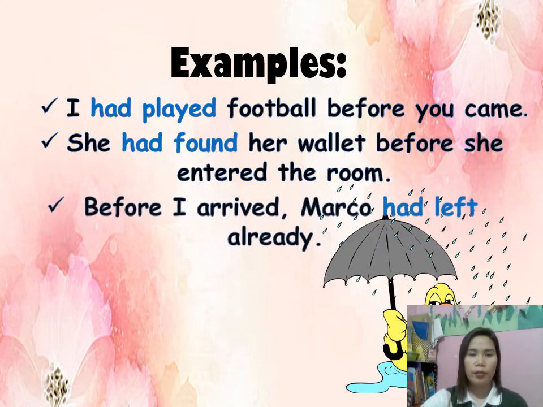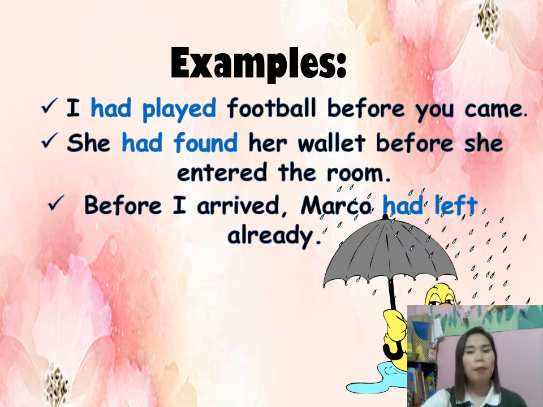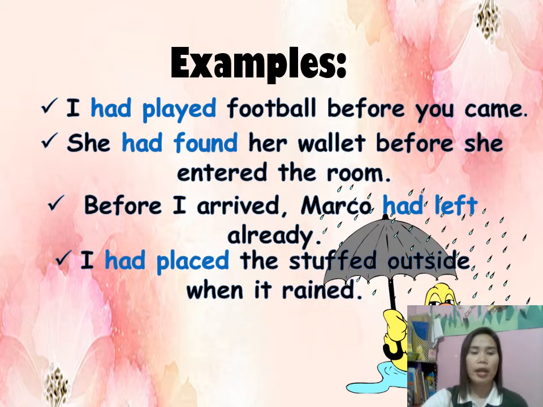Next we have: before I arrived, Marco had left already. So had left and arrived. The action of leaving was already completed before the action of arriving. So that is past perfect. And also: I had placed the stuff outside when it rained. So had placed and rained. So that is the past participle of the verb. And again, you have to use the auxiliary verb had plus the past participle of the verb.